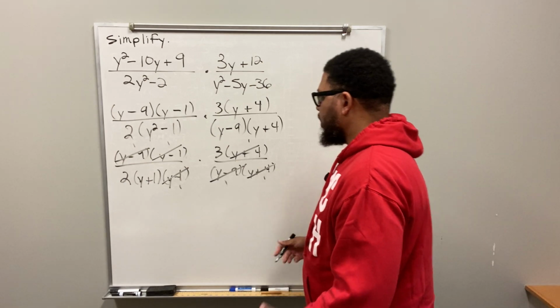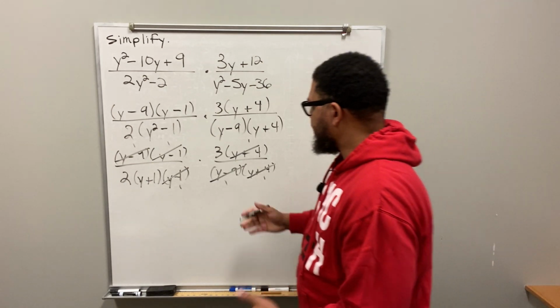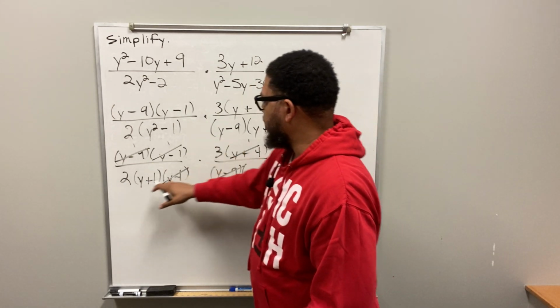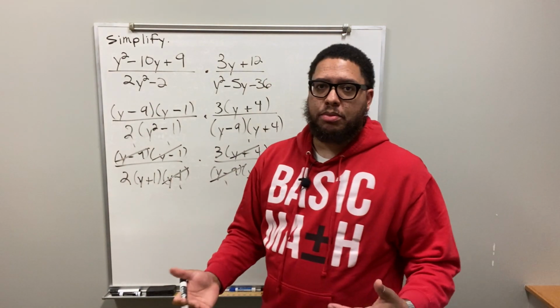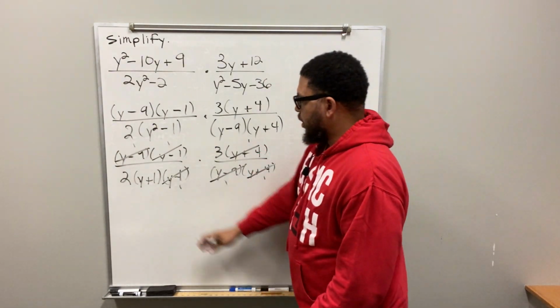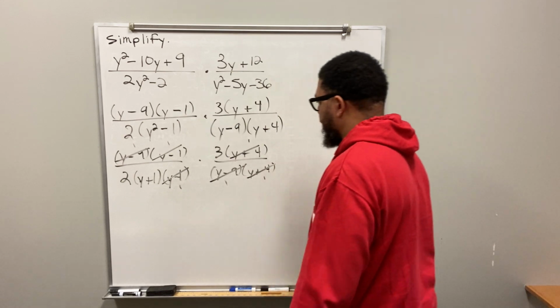All right. Now, can anything else cancel out? Nah, nothing else can cancel. The 3 and the 2 don't have a common factor besides 1, so we leave them alone. This y plus 1 is just left.